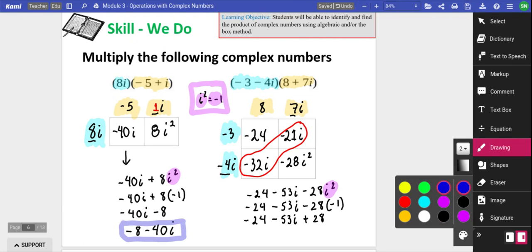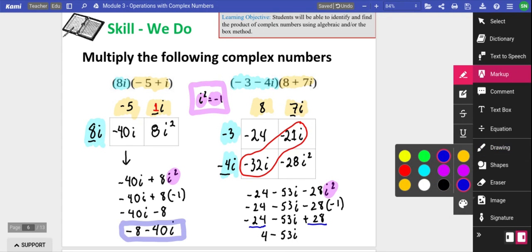Now, once we do that, we have two like terms. We have the -24 and the +28, which we will be combining. That gives us +4 minus 53i. Since the 4, that's the real number, is in the front, we don't have to rearrange, and this is our answer.